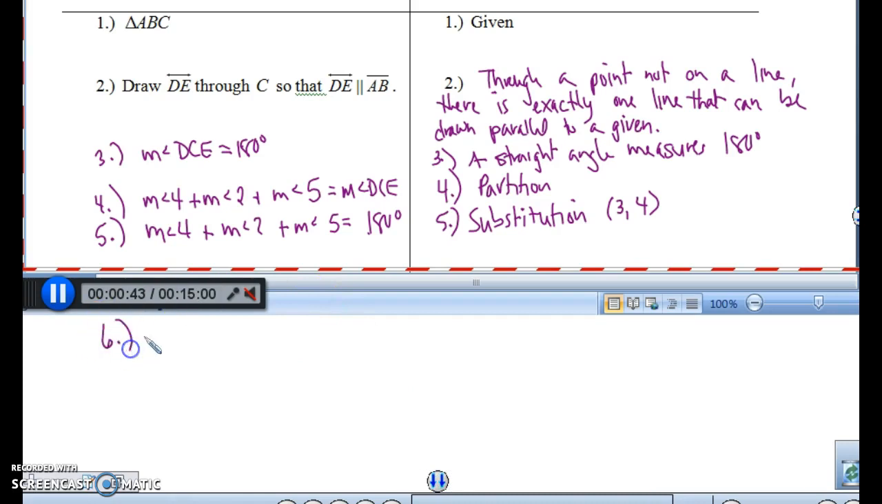So, for number 6, angle 4 is congruent to angle 1, and angle 5 is congruent to angle 3. And the reason for that is if lines are parallel, which they were back here, DE and AB are parallel, if lines are parallel, alternate interior angles are congruent.